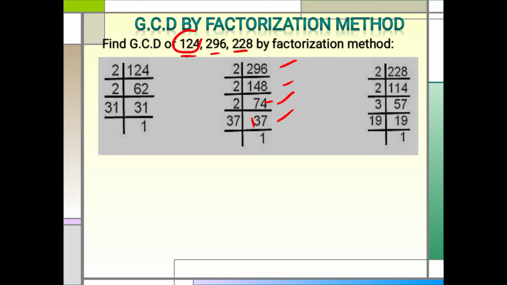Okay, now simply the last number you have is 37. So what you will do for 37? As you know, 37 is a prime number, so simply you will divide it directly. 37 into 1 is 37. Means 37 cannot be broken down into its prime factors because 37 is itself a prime factor.